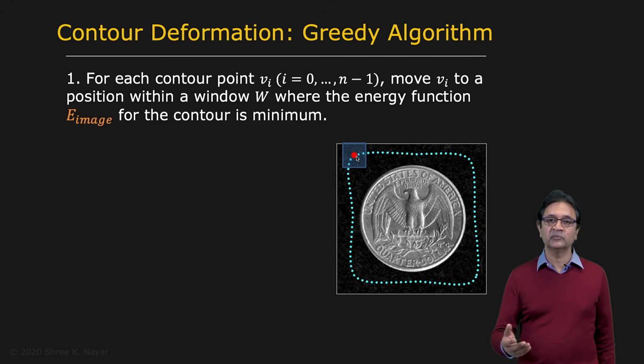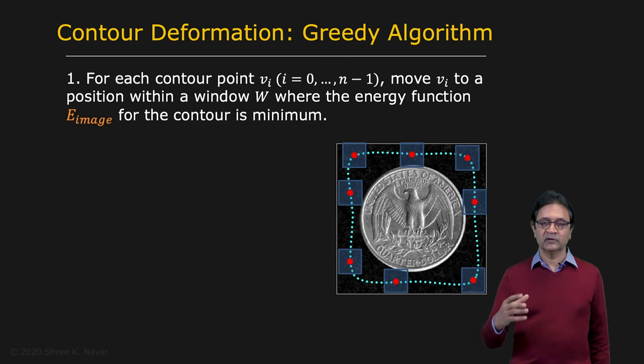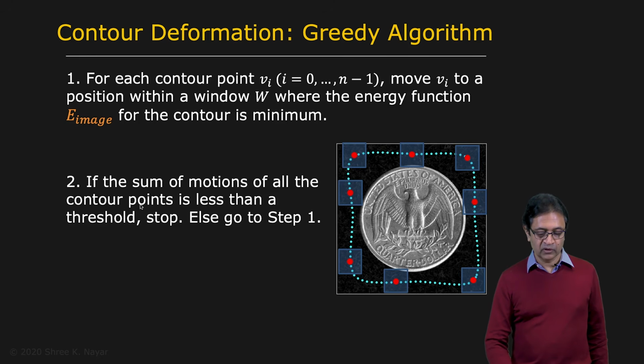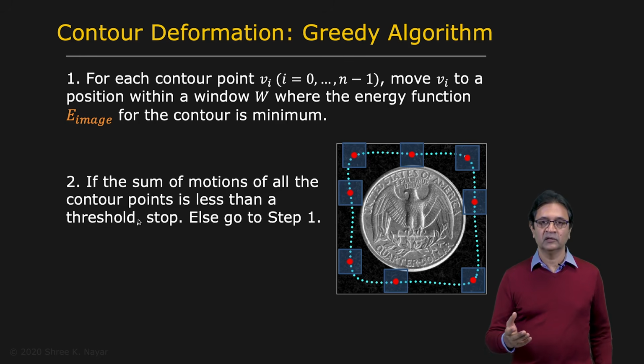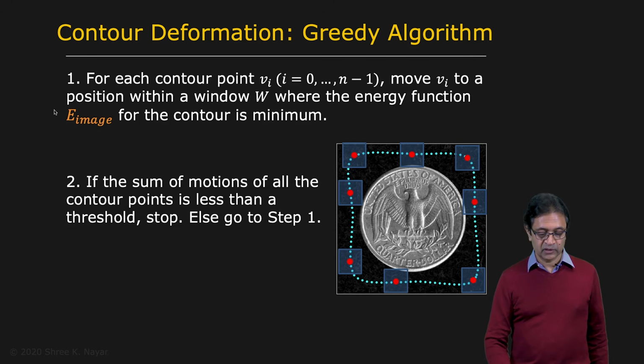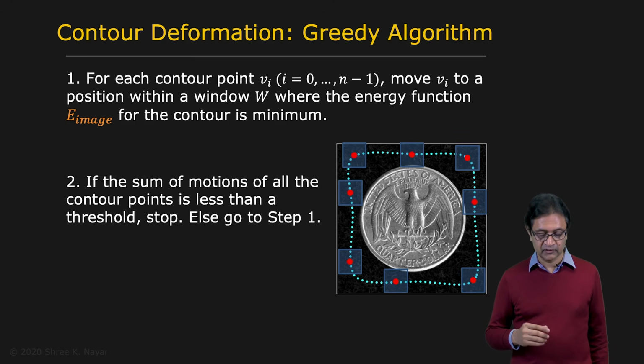So we're going to take a greedy approach in that we're going to do it for this control point, and then we'll move to the next one, and the next one, and so on. And that would give us the next iteration of the contour, and then repeat this process. So if the sum of the motions of all the contour points is at some point less than a threshold, then we're going to stop. So that means that you get to a point where the contour doesn't really move anymore. If it's still moving, then you go back to step one. That's it. That's your simple algorithm, which works reasonably well. It has some problems, as we'll see, but it works reasonably well.